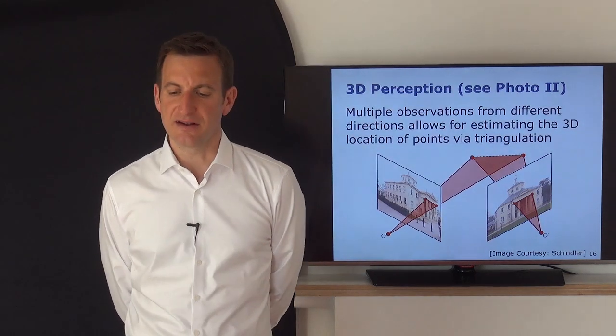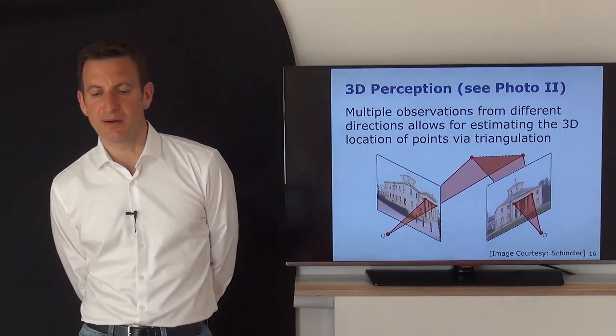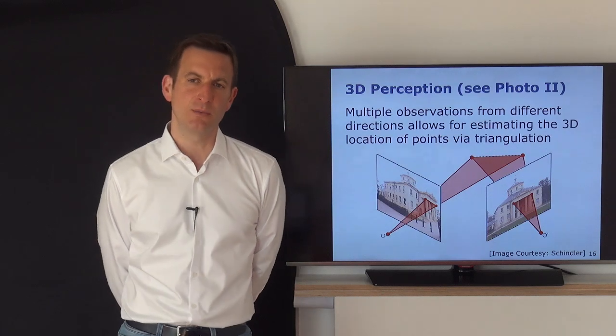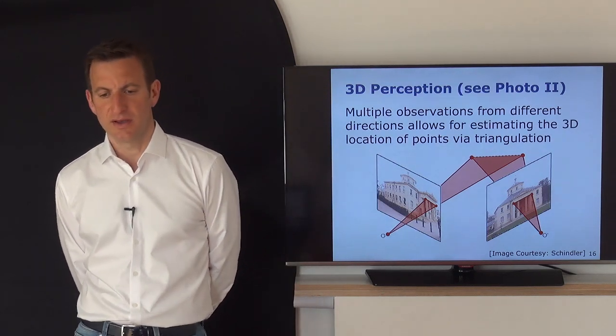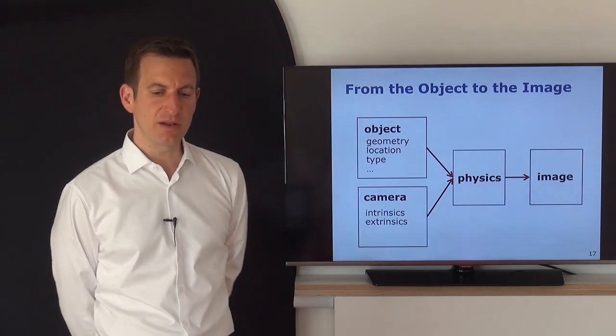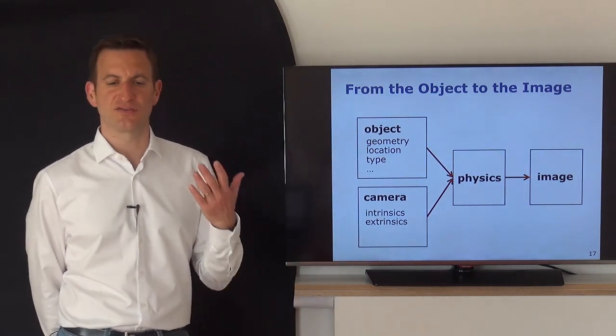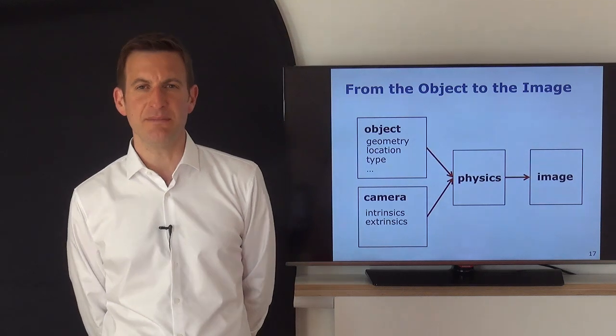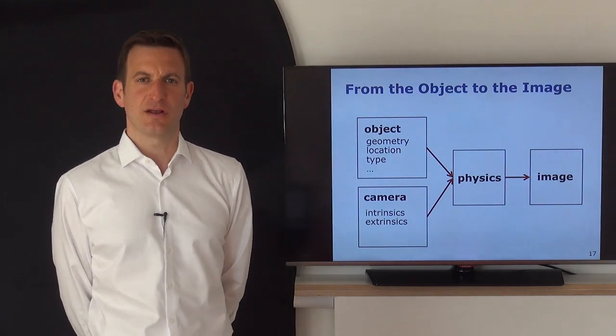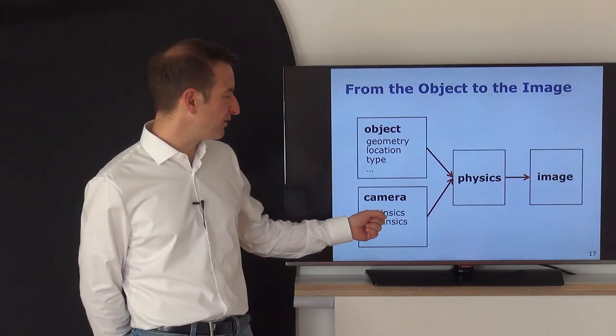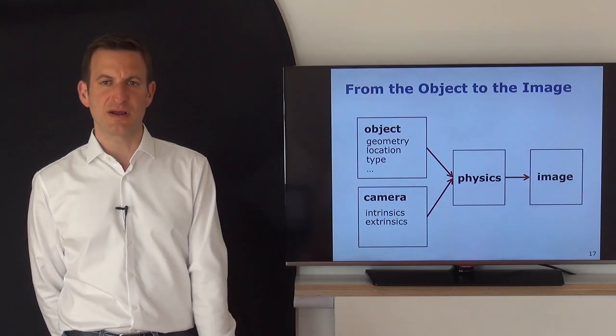So the camera in the end is a device which performs a mapping from the real world into an image. If you think about the mapping from the real world, or from an object, to an image, we have an object which has a certain geometry, a certain location in the world, a certain type, and we have a camera as a physical object which has certain properties, like certain intrinsic parameters, the inner parameters of the camera.